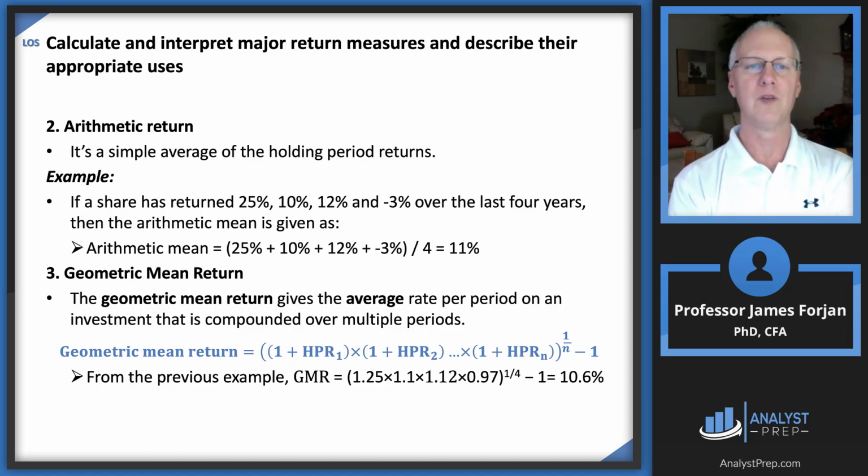So notice the LOS asked you to calculate and interpret. We did the calculation, so that should be pretty straightforward. But the interpret part is really an important part of the LOS. So make sure you remember that the geometric return does reflect compounding, and it reflects the change in wealth. Now, a little side note here: a geometric return is an internal rate of return. It is a yield to maturity. So we have different names for all of these kinds of things, but they are all geometric returns.